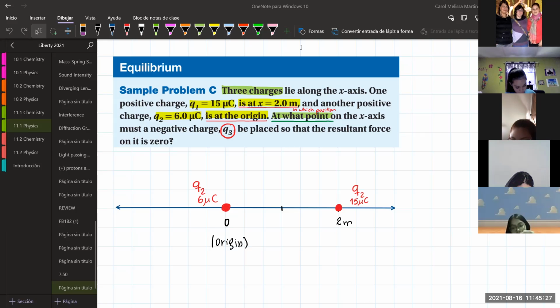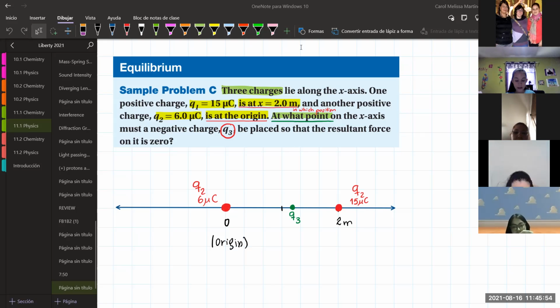I will put it at a random place. Let's say that I put it here. Let's say that I put it there. I don't know where it is located. I need to find it. Now, what do I know about the sketch?